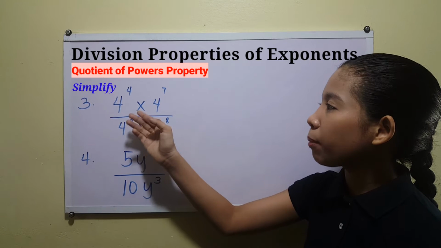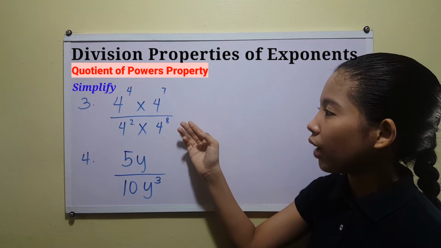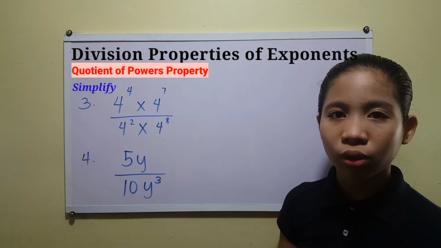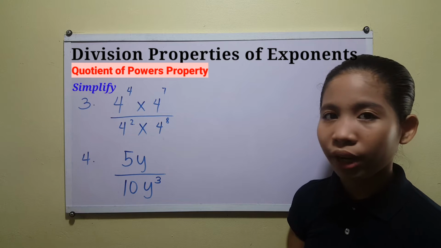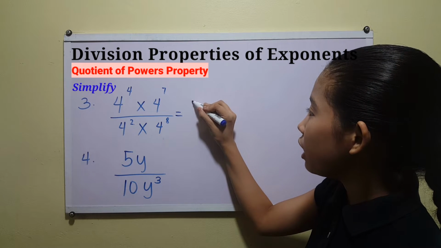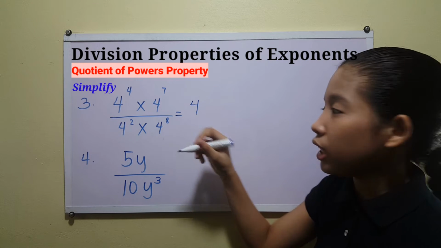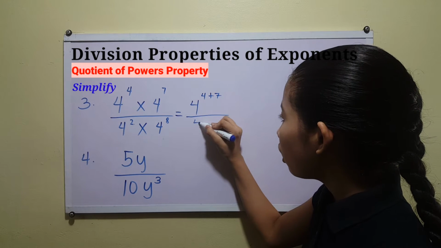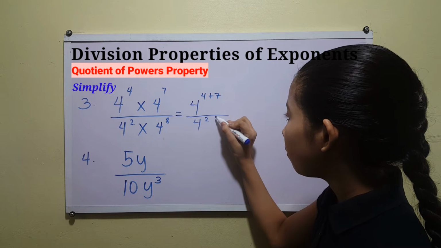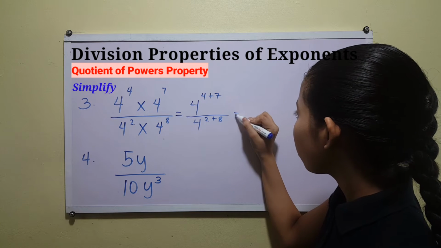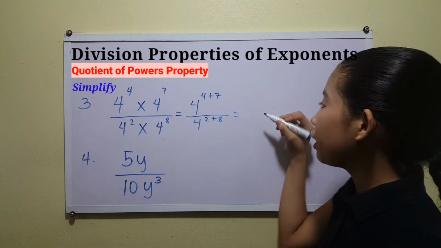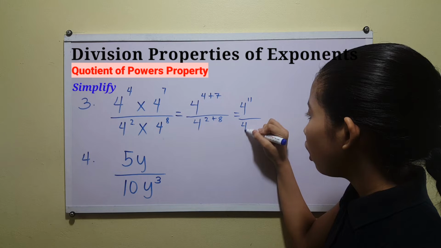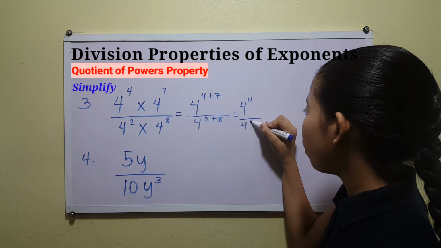Next, we have 4 to the power of 4 times 4 to the power of 7 divided by 4 to the power of 2 times 4 to the power of 8. The first thing that we're going to do here is the multiplication property of exponent. So, you will copy the base and then add the exponents. So we have 4 to the power of 4 plus 7 divided by 4 to the power of 2 plus 8. And 4 plus 7 is 11. So we have 4 to the power of 11 divided by 4. And 2 plus 8 is 10. So 4 to the power of 10.